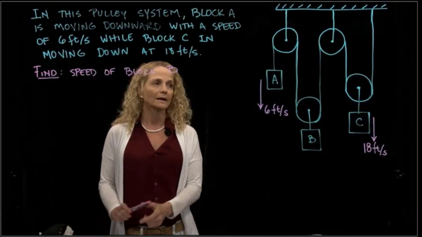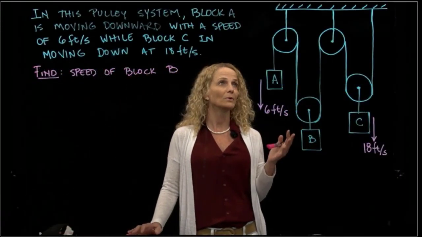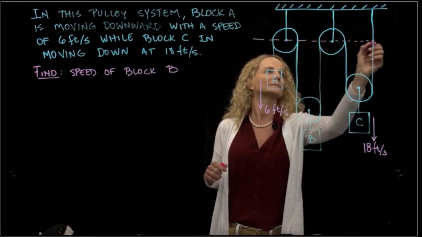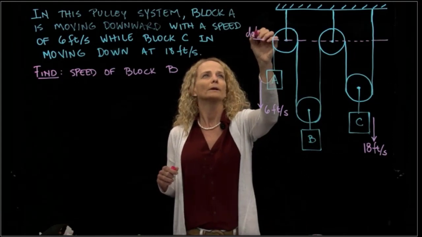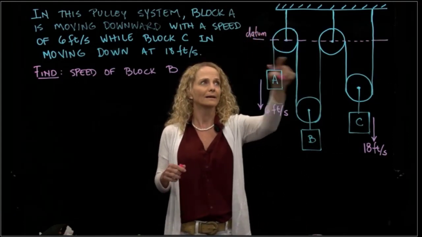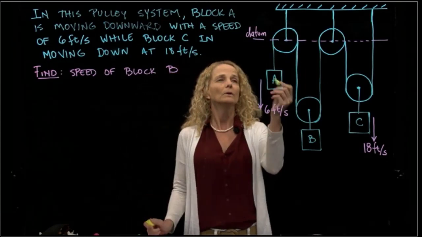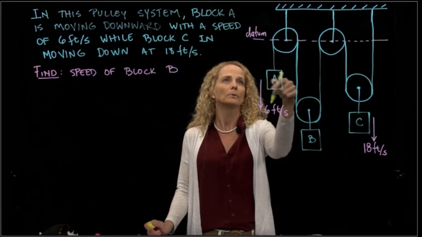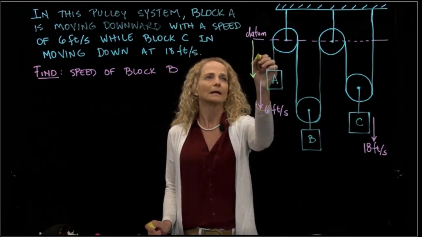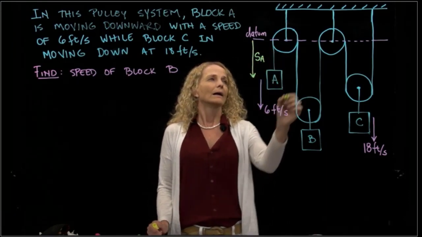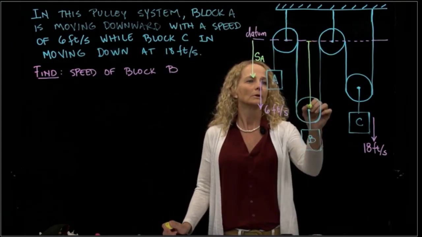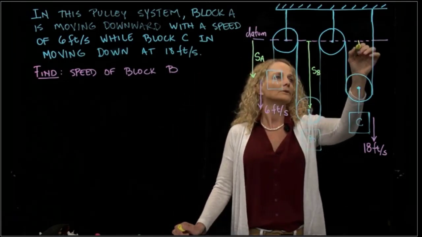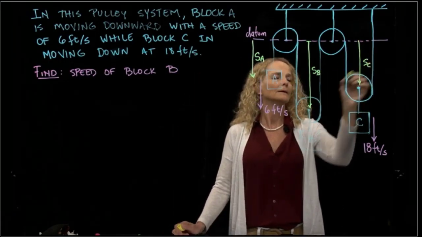So how do we do this analysis? Always when you are doing analysis of pulleys, you have to remember to put a datum or reference line where you are going to measure all your distances referring to that line. We will measure the length from that datum of block A. Let's name this SA. And then from that datum, we will measure block B. Let's name it SB. And then we measure block C.